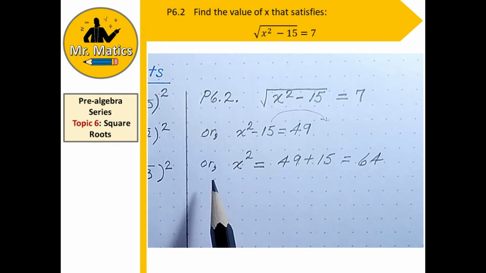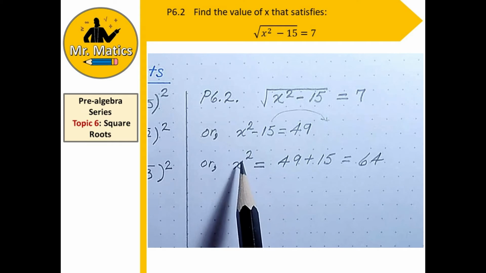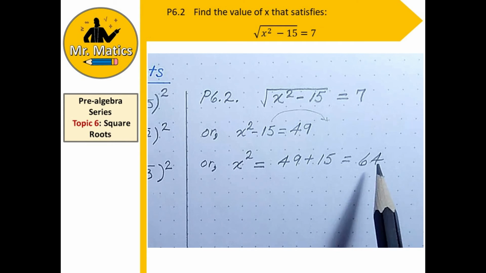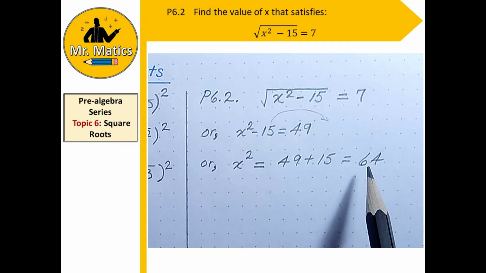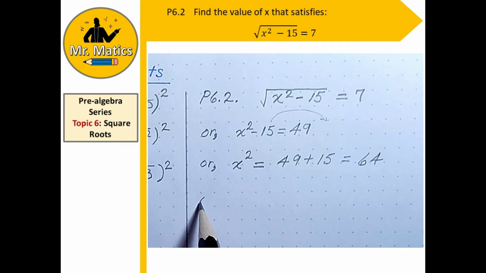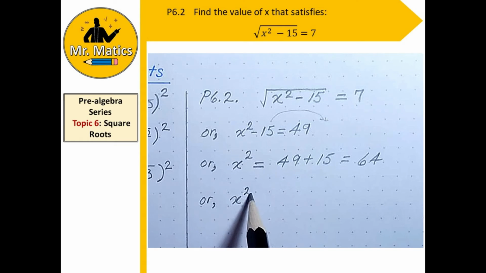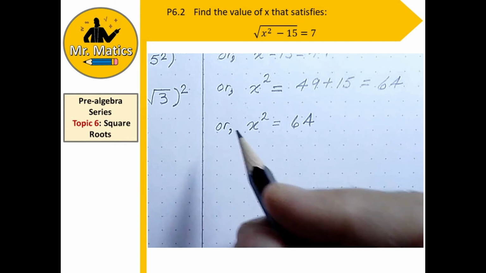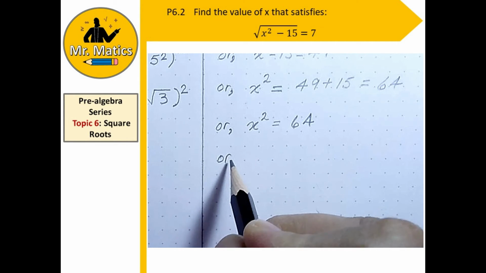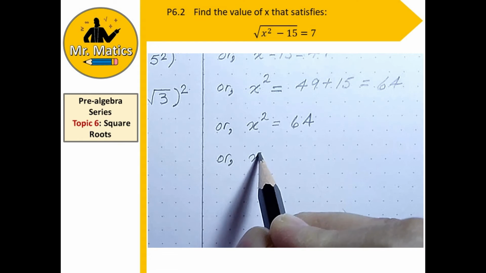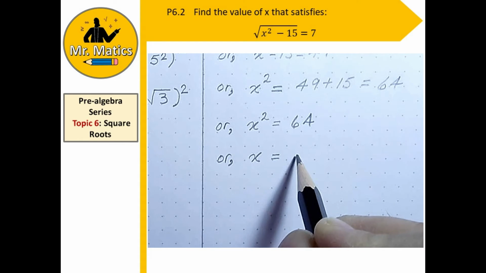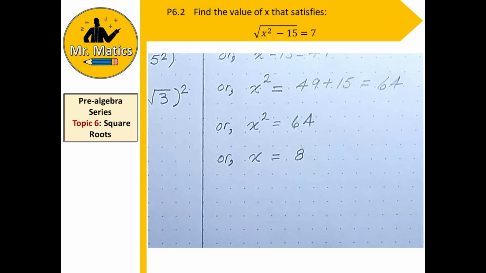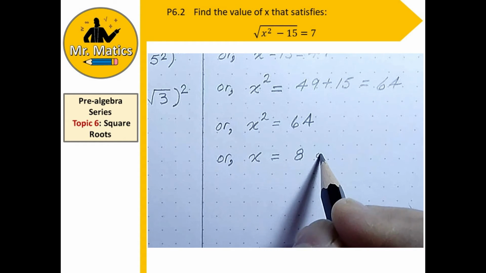Now, remember that when you take square root of 64, there can be two such solutions. x square equals 64. Let's write that step. Or x equals 8, which is plus 8, or minus 8.